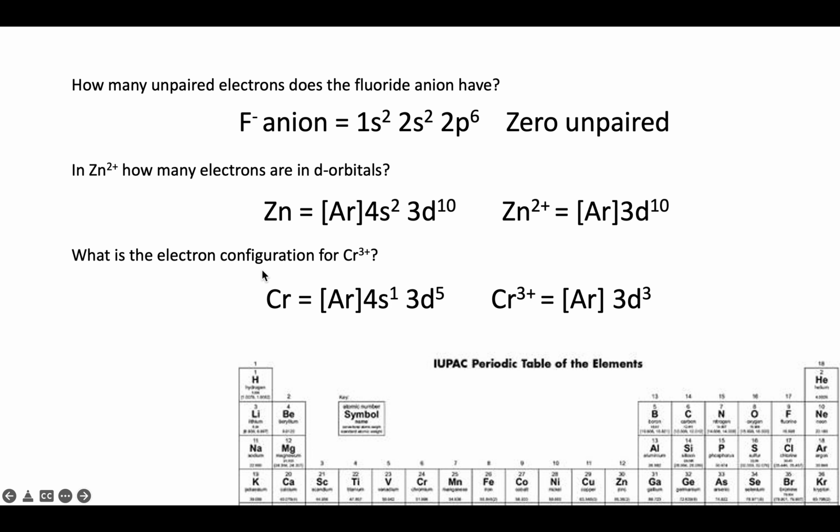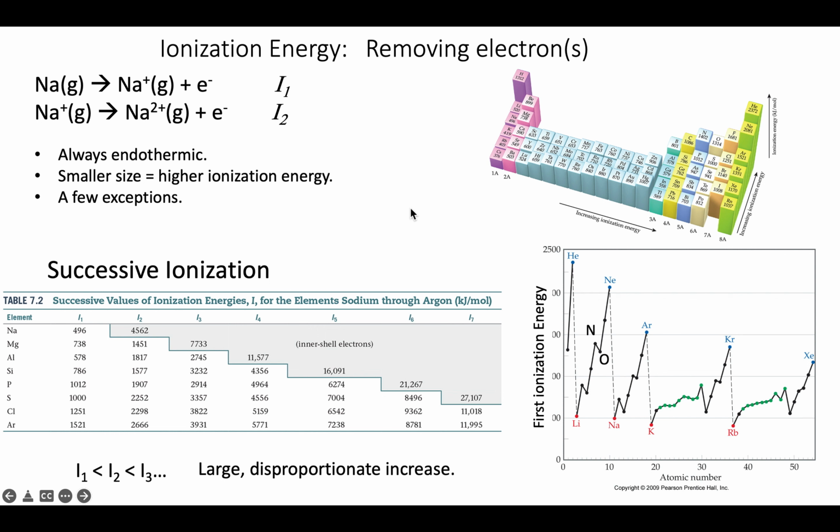How about for the chromium 3 plus? That one begins with an anomalous electron configuration. When we remove 3 electrons, I would remove 1 from the 4s and then 2 from the 3d, so it ends up being argon 3d3. Key thing to look for, be careful with, is our treatment of cations.